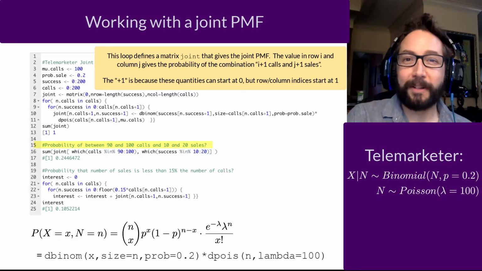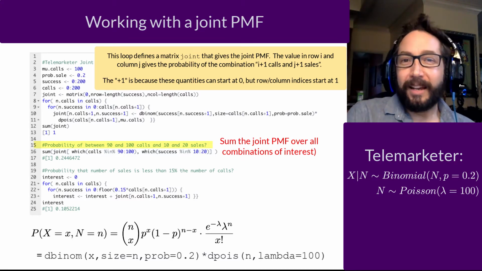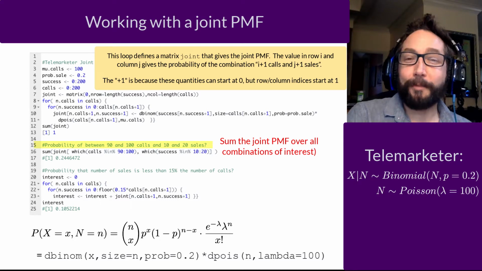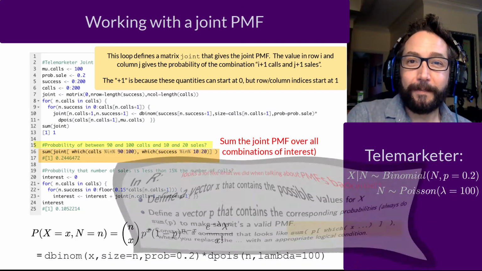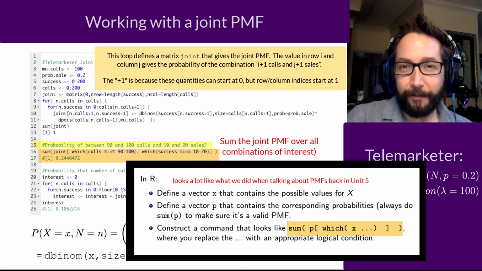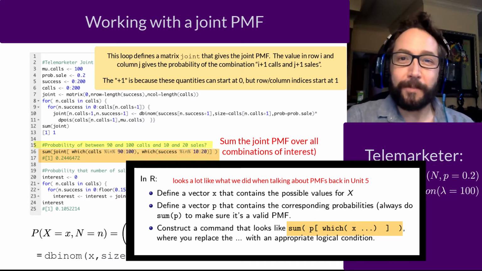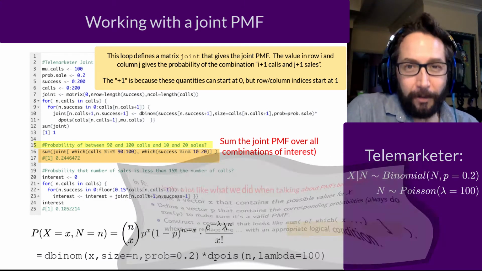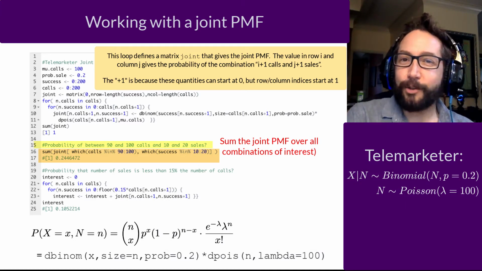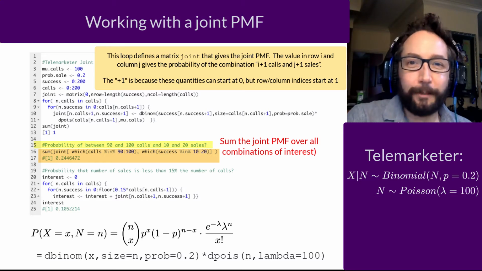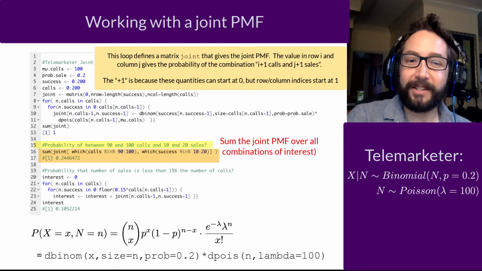If we want to know the probability of some event of interest, we just sum up the probabilities of all events that meet our condition. In this case, we just need to make sure that we sum up over all combinations of quantities that meet our event of interest. So this will require, in general, a for loop or integration if they're continuous quantities. But we can sum over the joint probabilities of all the combinations of interest to us. And for our question, we find that there's about a 25% or so chance of the telemarketer having between 90 and 100 calls while having between 10 and 20 successes.